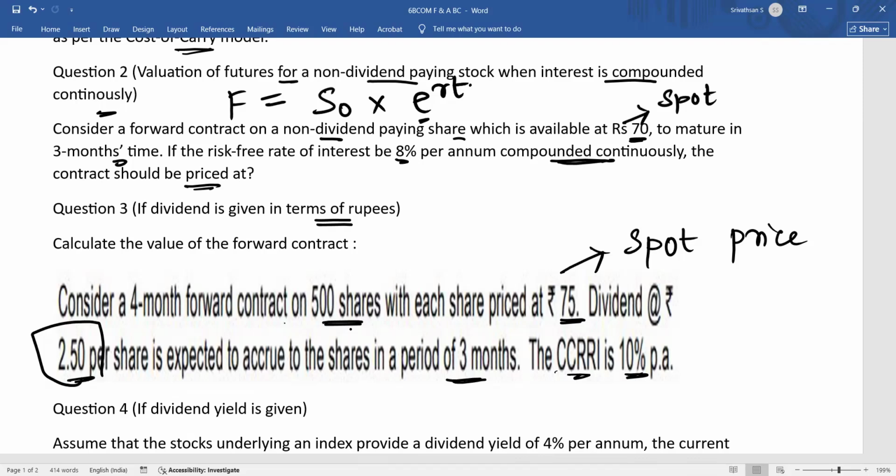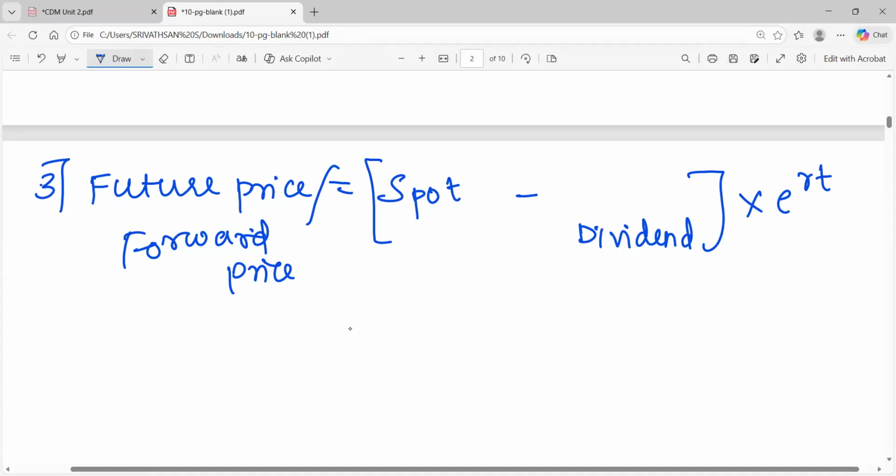So what we have to do is discount this 2.5 to its present value. So it is not just the dividend, it is the present value of the dividend. If the dividend is given in terms of rupees, the formula for calculating future or forward prices is spot minus present value of dividend, into e power RT. Is it clear? Any doubt in this?